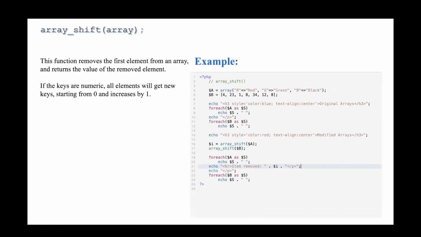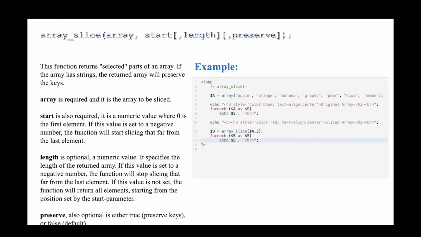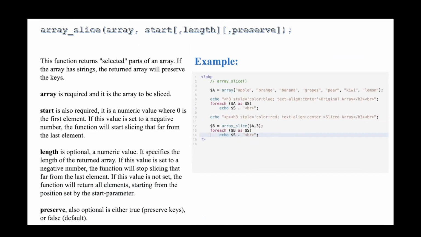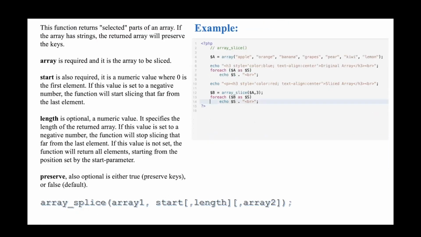The array shift removes the first element from an array and returns the value of the removed element. So not only does it take it away, but it tells you what is taken away. The slice returns a selected part of an array. If the array has string keys, it will preserve the keys. This is an awesome function. You need to specify the start and the length, however. I never mess around with the preserve, but I always do the start. You could do without the length, but I usually use it. You can take a piece out of the array.